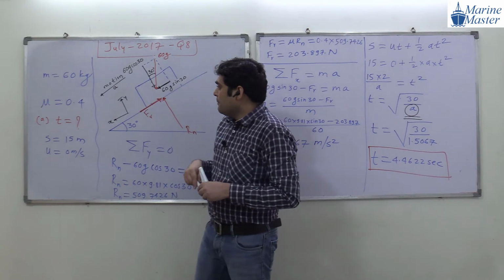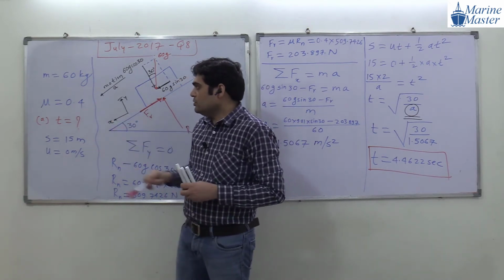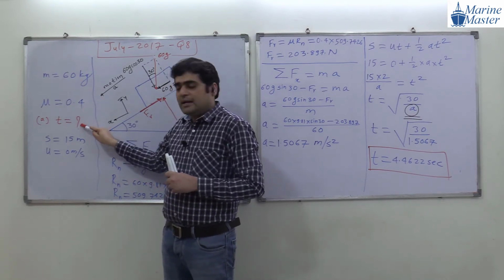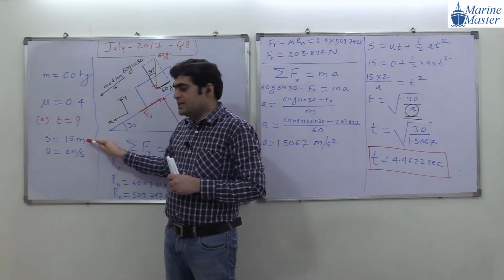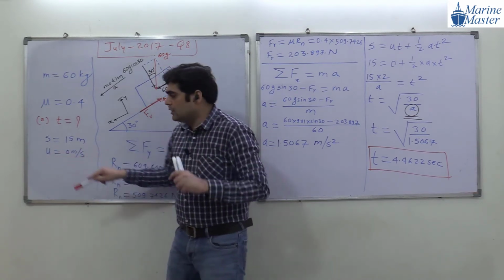Now how to write? First of all, write down these two given things. Then the A part target. These two things, displacement. What is the meaning of U? U stands for initial velocity.